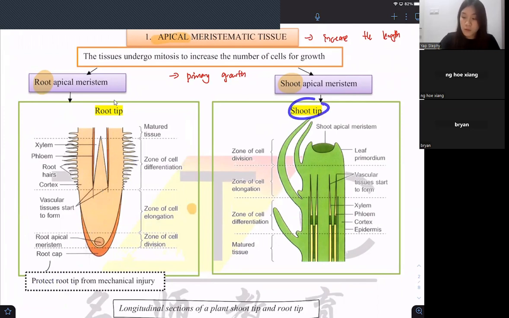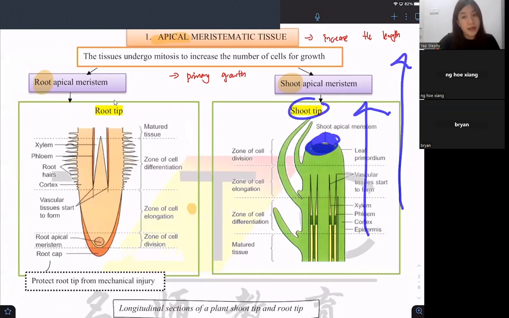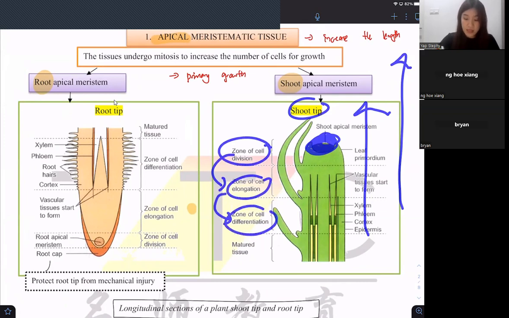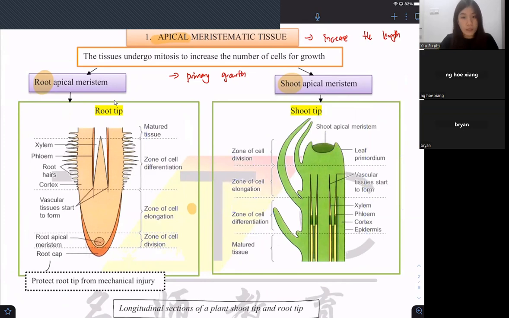But for the shoot tip, this one will grow higher. So it will become higher and higher. For this one, the cell division or the mitosis process occurs at the top part. So that's why you can see this one is for the cell division. And then it will go to the elongation, and then it will go to the cell differentiation. So one goes down, one goes up. So this one is opposite. This one we'll learn later, but now you come to know first.